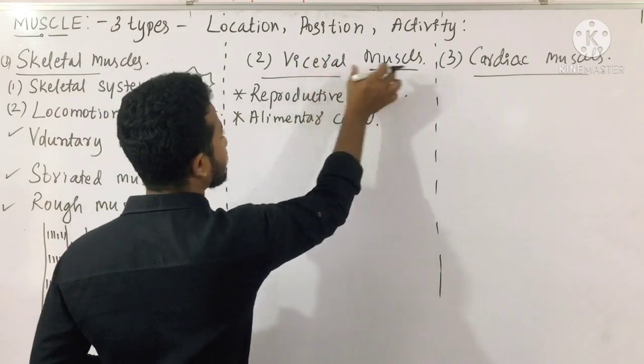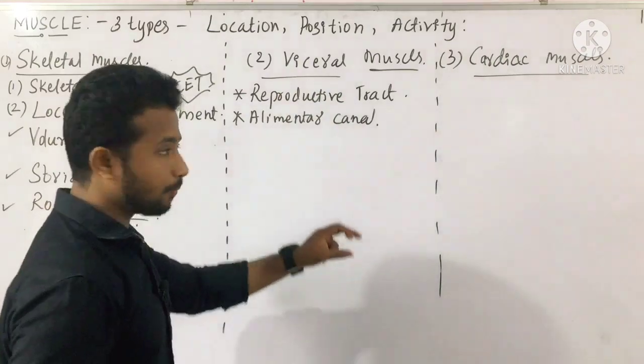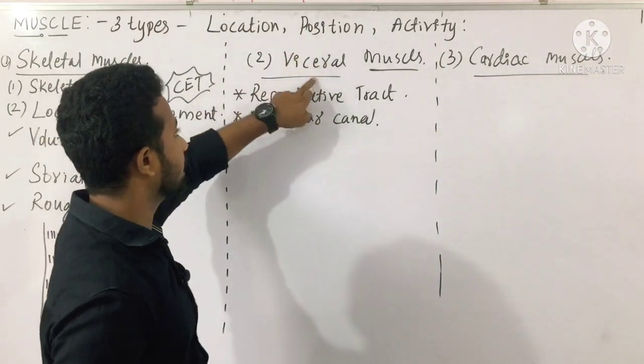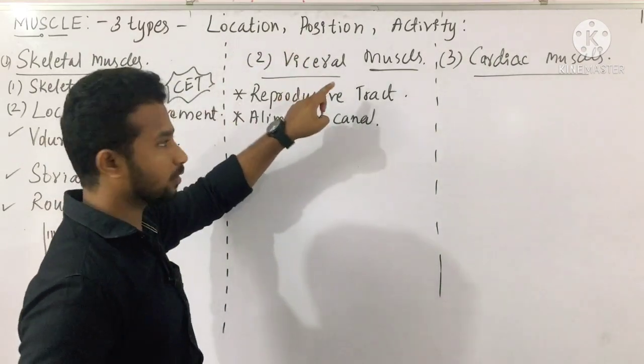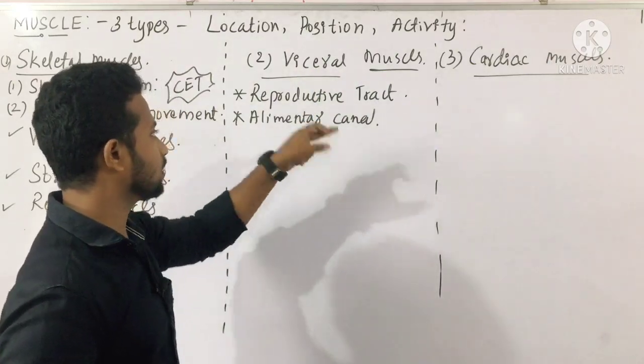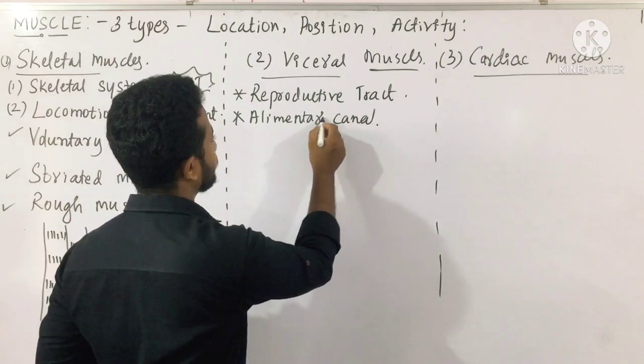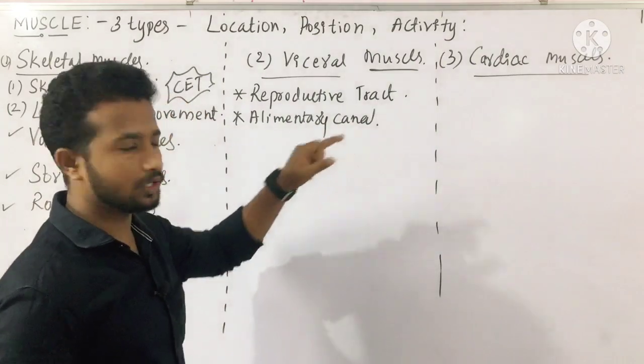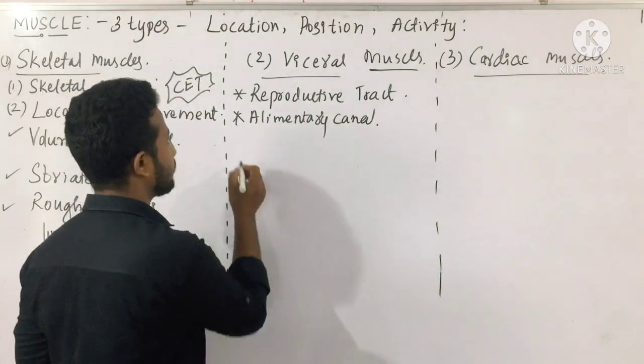Why are they called visceral muscles? Based on their location, they are located on the visceral organs of our body, so they are called visceral muscles. Alimentary canal. You can take any of these as examples, whichever you are interested in.